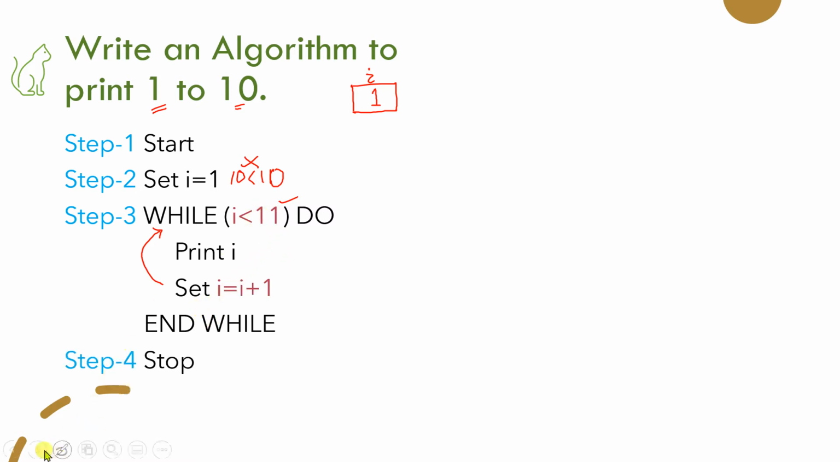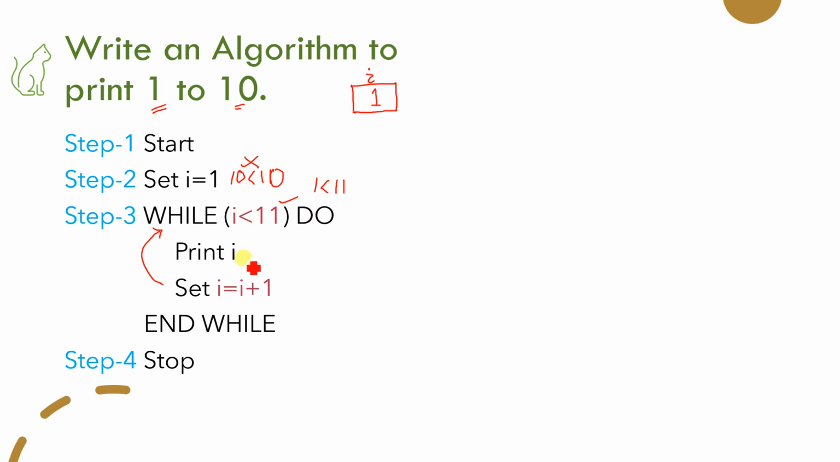So let us take an example and understand it properly. Let's execute it. Say we initialize the first value, that is I is equal to 1. I have created a box and put 1 inside it. Then it goes to step number 3. So 1 is less than 11. Condition true or false? It is true.